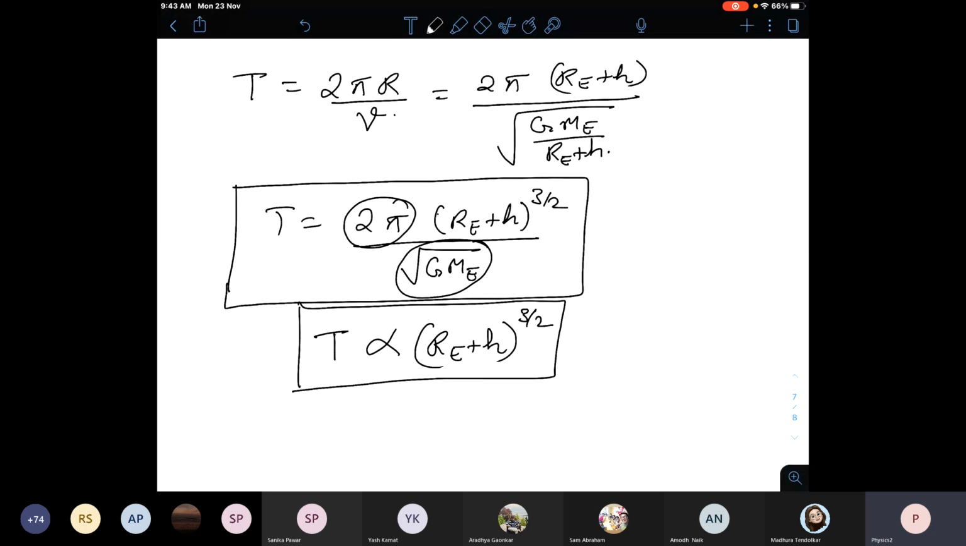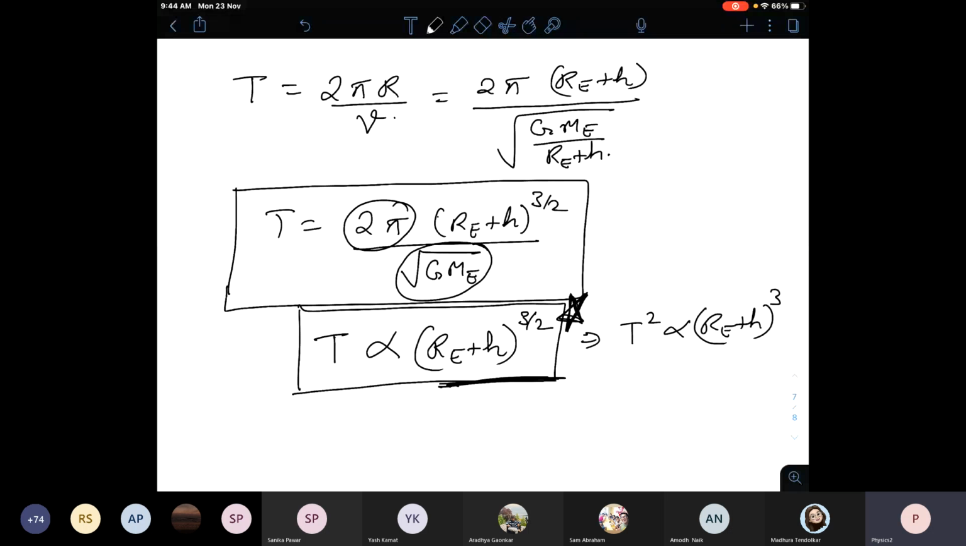I guess you have not done Kepler's law till now. In Kepler's law you will see why this proportionality of the time period is very important. For now, just try to remember that the time period is proportional to (Re plus h) raised to power 3 by 2. In another manner, T square is proportional to (Re plus h) whole cube. Same thing, I just squared both sides. Whichever is easier for you to remember, just remember that for now.